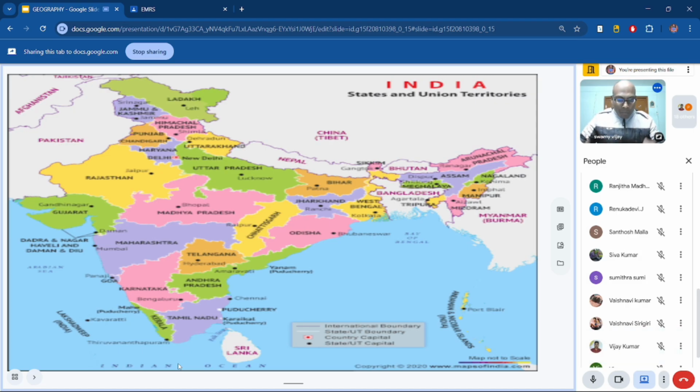And let us associate with a polity also. I told you that the newly formed state in India is Telangana. Is it right or wrong? Which is the newly formed state in India? Newly formed state in India is Telangana. Right. Can you tell me the date of formation of Telangana? Date and year of formation of Telangana?